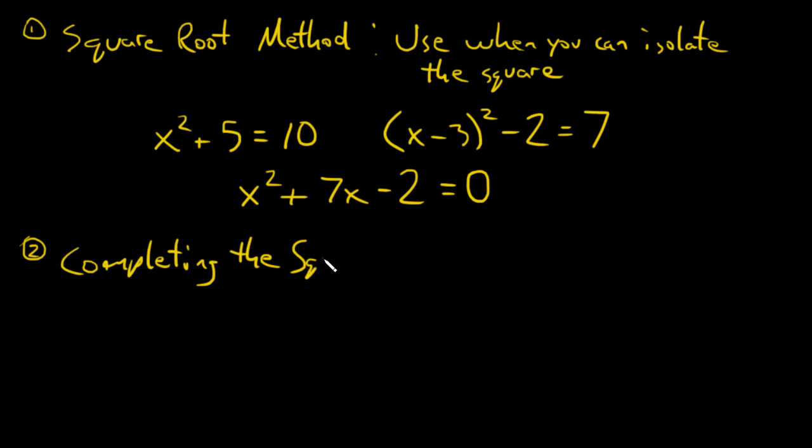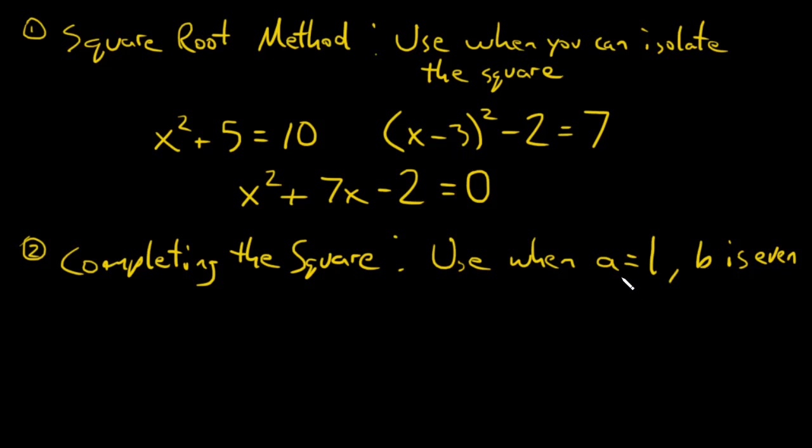Completing the square, we've already talked about when you use that. You use it when the leading coefficient, your a, is equal to 1 and b is even. That's when you kick out completing the square. Way, way, way faster. x squared minus 10x minus 4 equals 0. Leading coefficient a is 1. The b is even. So I'm good to go.